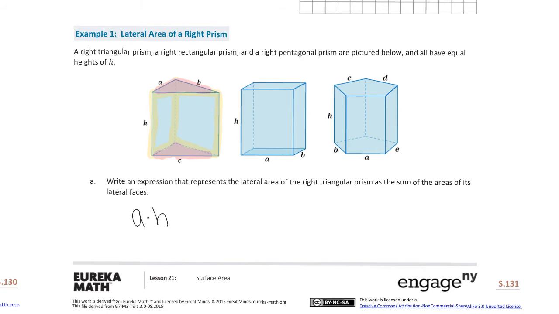And A times H is going to represent this face here, plus the next face, which is B times H, which is going to represent the face here. And then we have C times H, which is going to represent the face in the front, which is yellow. This is the equation that we would use to find that area.